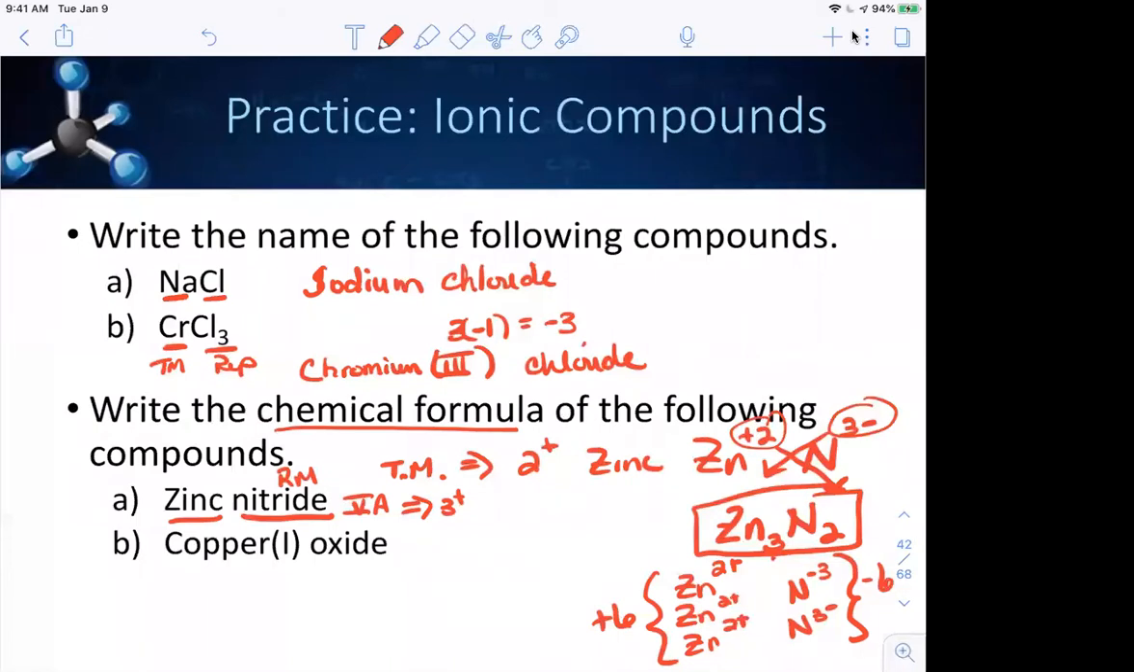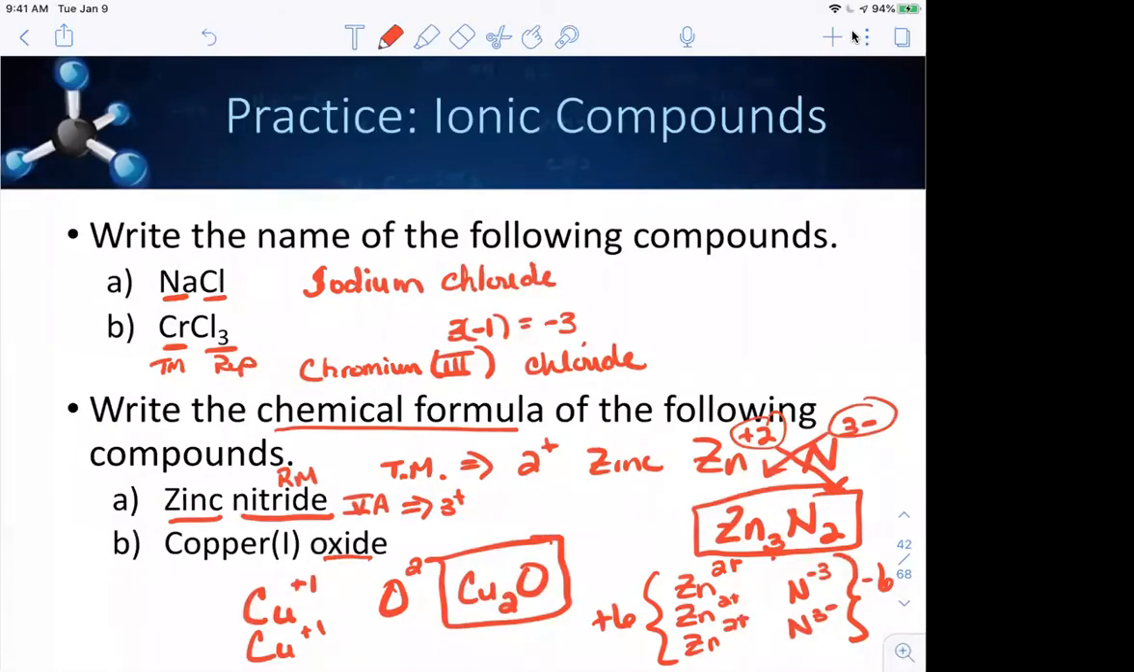Copper(I) tells me I'm using a copper +1 ion. Oxide, which is group 6A, gives me an O2-. Well, this is easy to see. I need another copper +1. So the formula here is going to be Cu2O. And that's going to be the chemical formula of that particular compound.